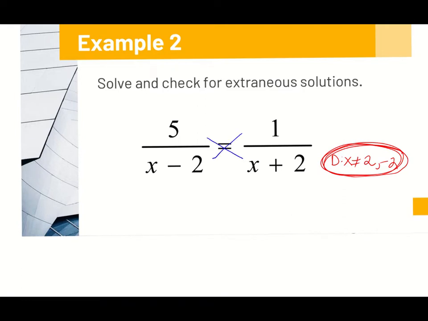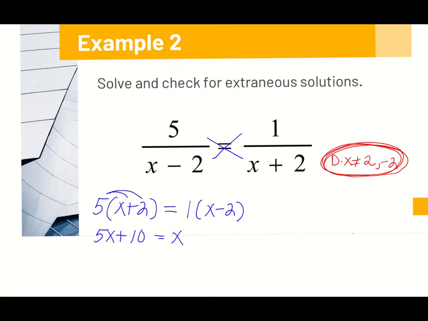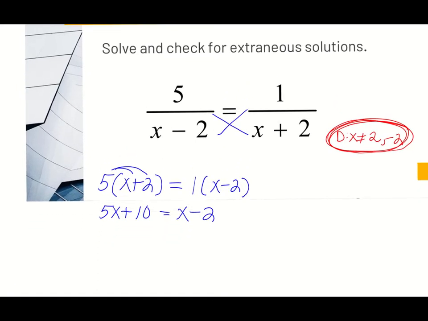So we have 5 times x plus 2, and that's going to be equal to 1 times x minus 2. So when I go ahead and distribute, I get 5x plus 10 equals 1x minus 2. So from here, it's very basic solving.